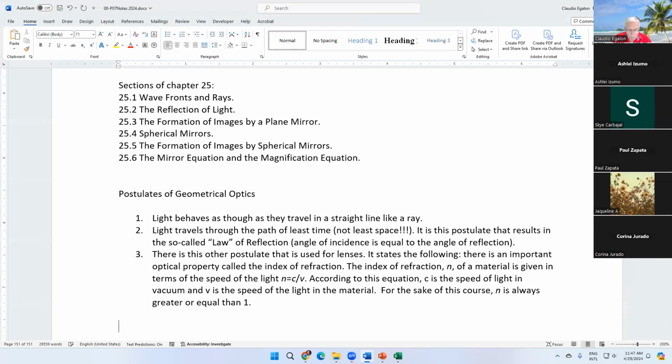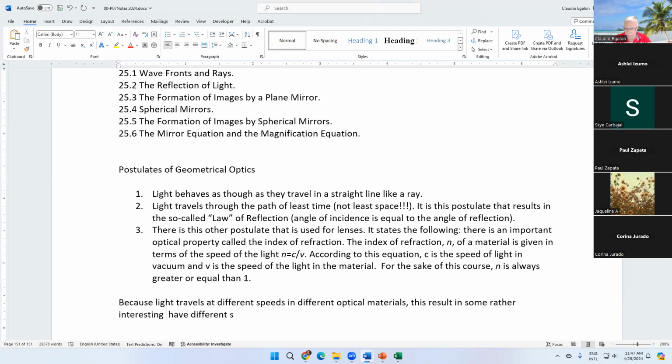Because light travels at different speeds in different optical materials, this results in some rather interesting phenomena, one of them being the phenomenon of refraction.